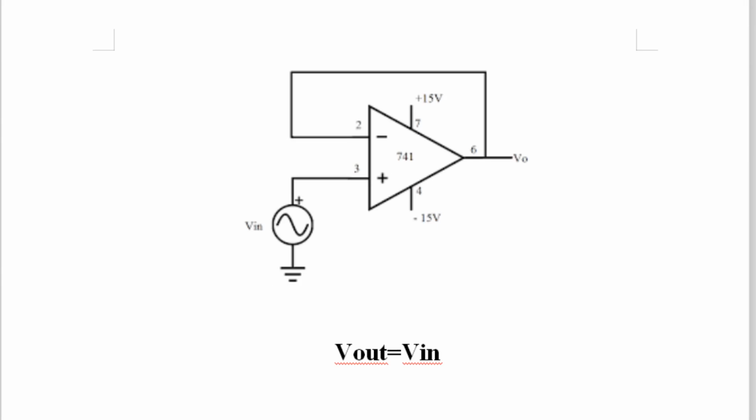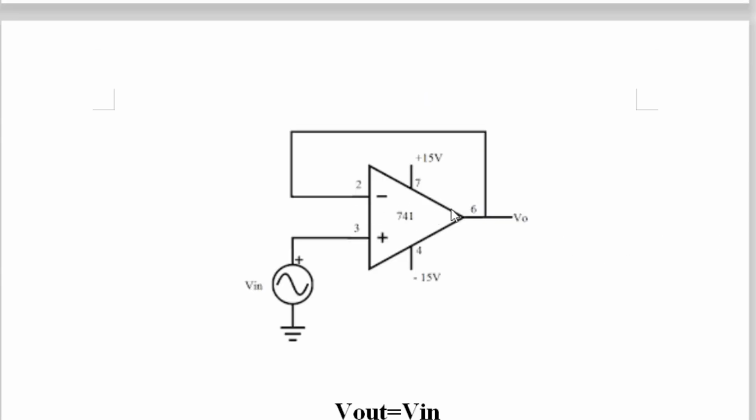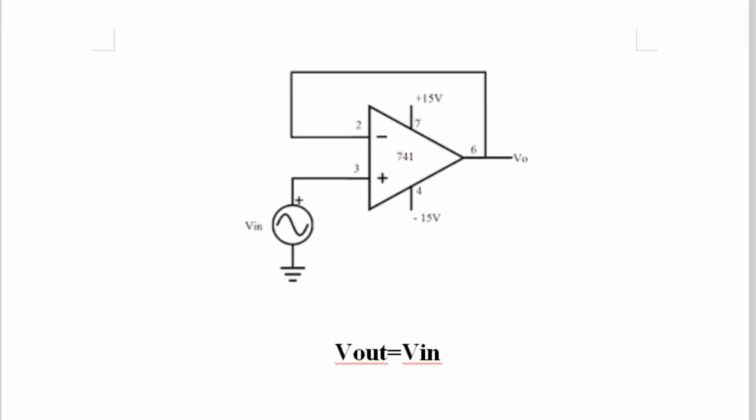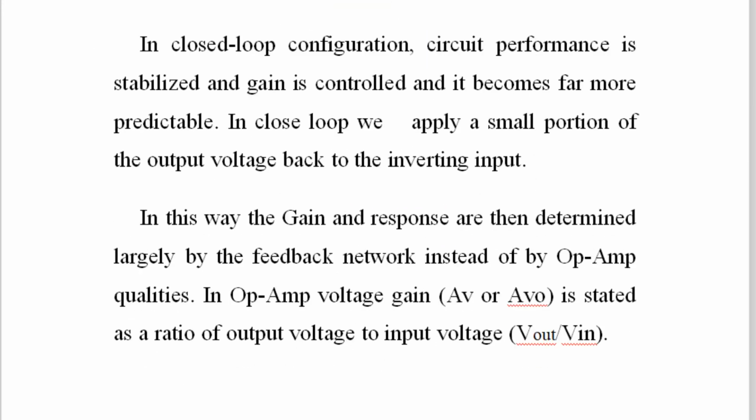In this way, the same diagram is given over here. Output is directly connected over here. Here the signal generator sine wave is applied. If it is 1 volt, output is 1 volt. If it is 2 volt, output is 2 volt. If it is 3 volt, output is 3 volt. That is Vout is equal to Vin. So in this way, these are the applications of the op-amp.